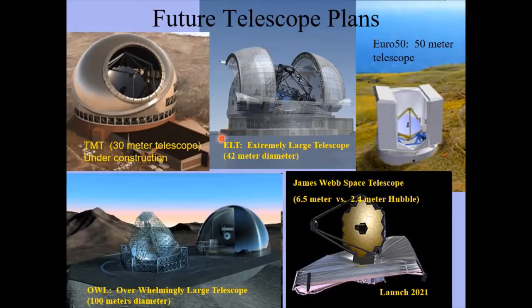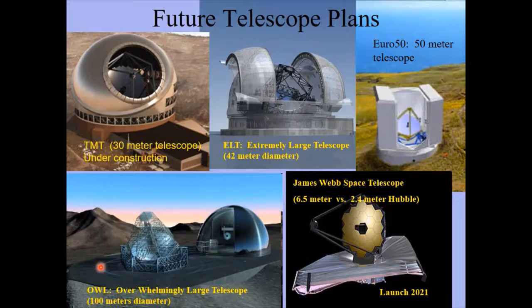Here's another one, the ELT, which stands for the Extremely Large Telescope. The plan for this one is a 42-meter diameter primary mirror. The Euro 50 is a 50-meter diameter telescope. So here's a mirror that is half the size of a football field.